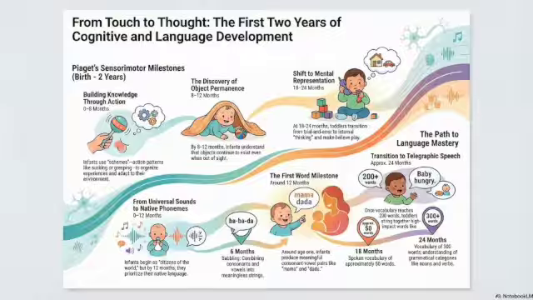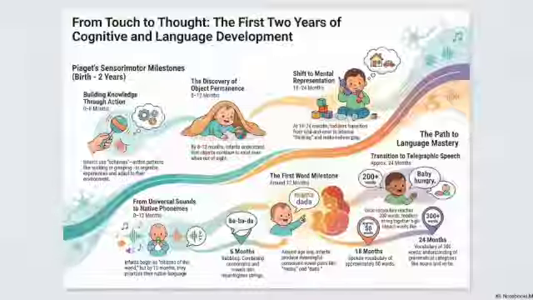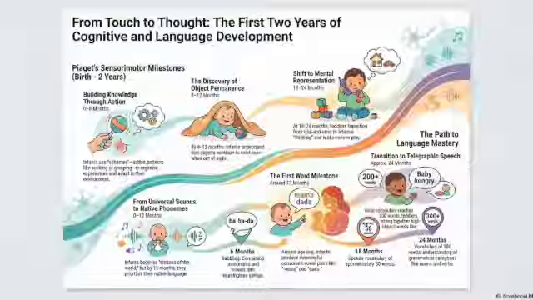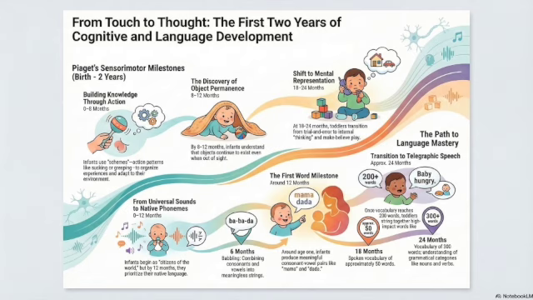This brings us to the information processing perspective. Instead of looking at the infant as a philosopher building schemes, this approach views their brain like a computer that is continuously upgrading its processor speed and expanding its RAM. Cognitive gains aren't just about learning new concepts, they are about physical hardware maturation. The brain is getting functionally better at encoding data, storing it, and retrieving it.